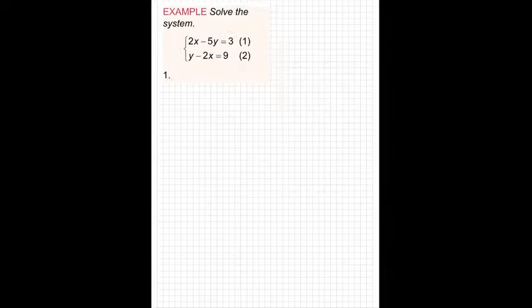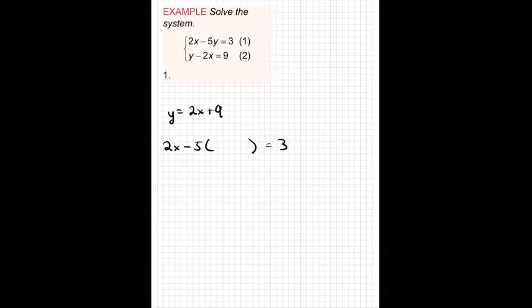So we're asked to solve the system by substitution, right? With the substitution method, we're going to solve for one variable from one equation and then plug that result into the other equation. To me, it looks like it's easiest in equation 2 to solve for y. So if we add 2x to both sides, we get y equals 2x plus 9, right? Then we take this and plug it into equation 1, and we'll get 2x minus 5y equals 3. But again, y is going to be 2x plus 9.